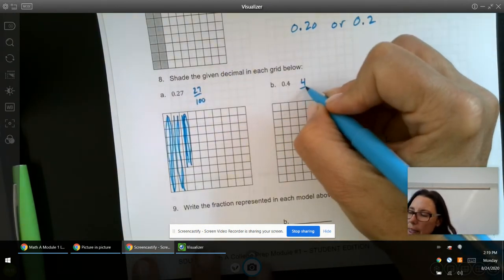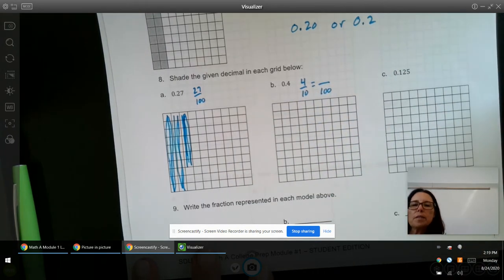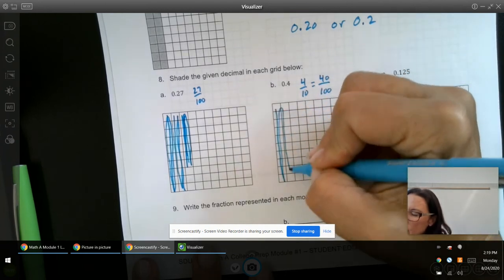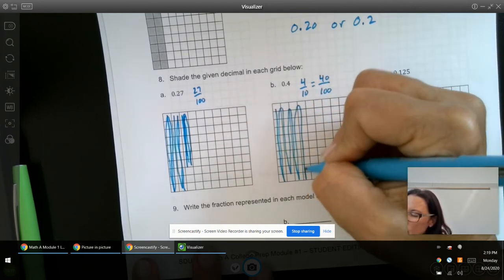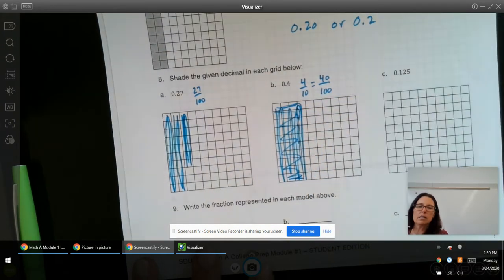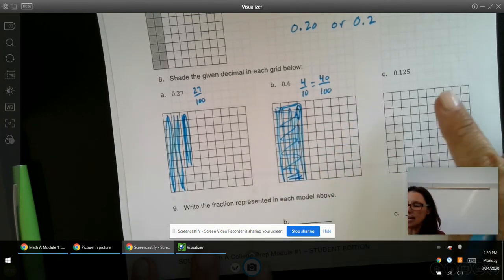This one is 4/10ths. Well, 4/10ths would be the same as 40 hundredths. So I want 1, 2, 3. I need all of those shaded in. And again, just shade in 40. It doesn't matter if you went that way or that way. All right, this one's tricky.